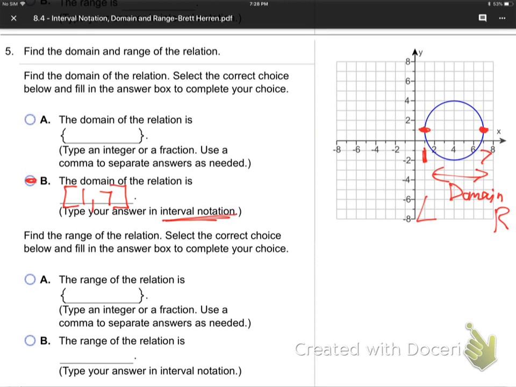Brackets on both because it hits 1 straight on and 7 straight on, doesn't it? That's the width. That's the domain. You okay there?